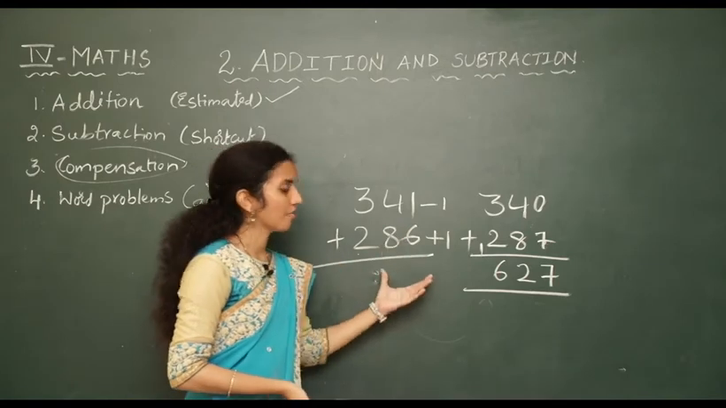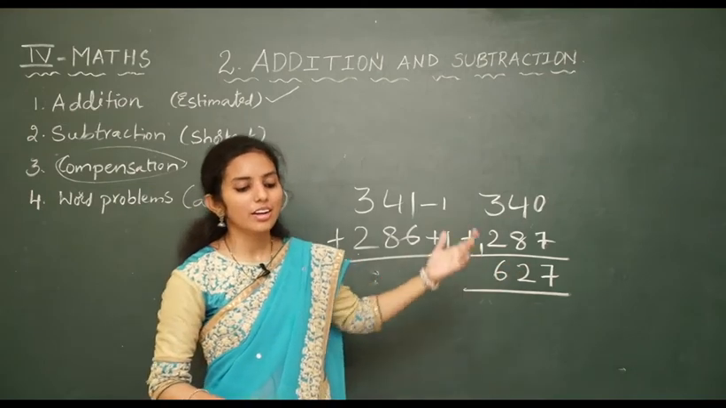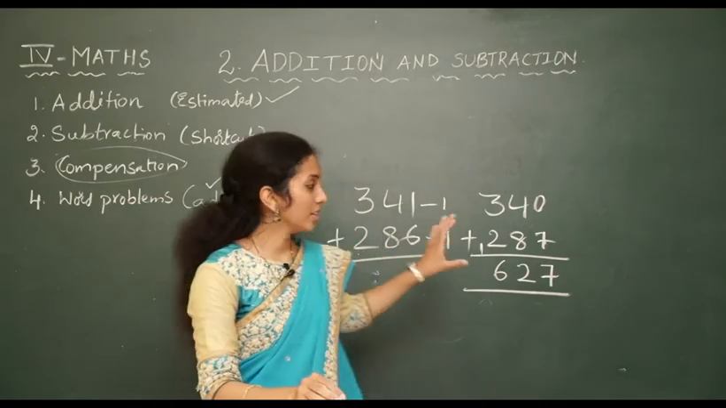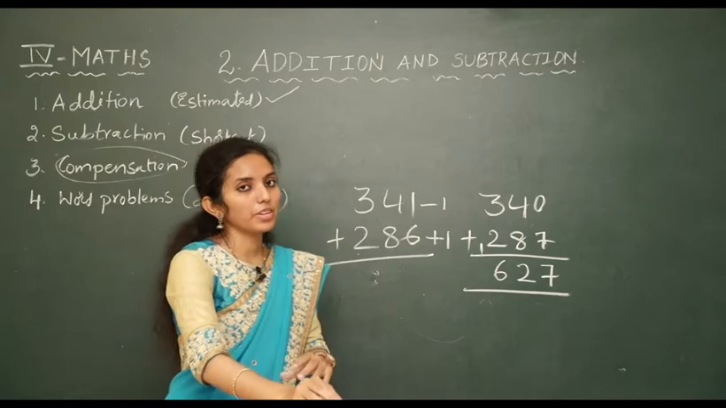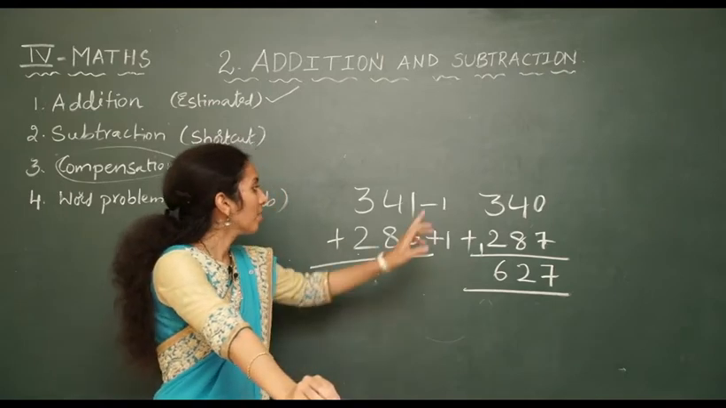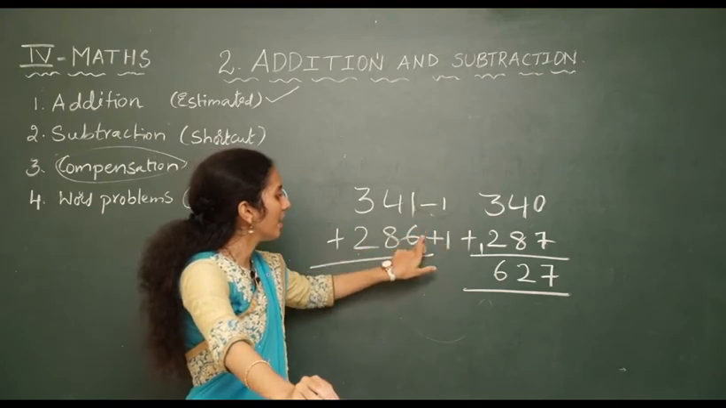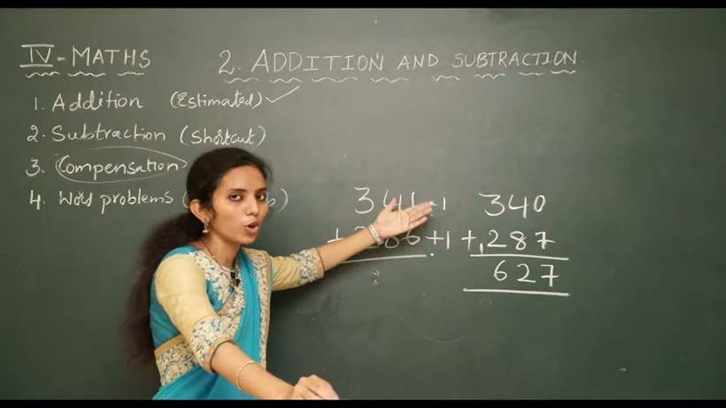So why are we doing this? To make our addition easier and simpler. Now compensation, this is for addition compensation. In compensation, how are we compensating? We are minusing 1 digit and we are adding the same digit. In this manner we are compensating both the numbers.